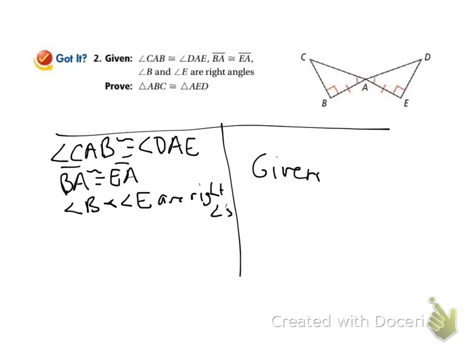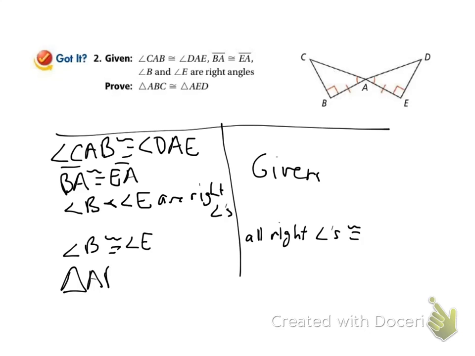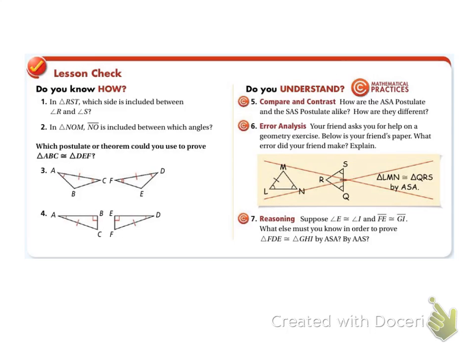Okay, so this is very similar to the last proof we just did. Since angle B and angle E are right angles, they are congruent. And we can say all right angles are congruent. The other way we could have done it is we could have said angle B is equal to 90 and angle E is equal to 90. That's the definition of right angles. And then by transitive, you could say that angle B is congruent to angle E. That would also work. Then I'm allowed to say that triangle ABC is congruent to triangle AED by ASA. And there's your homework.